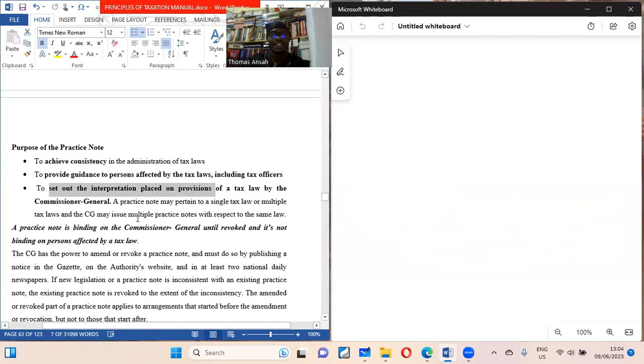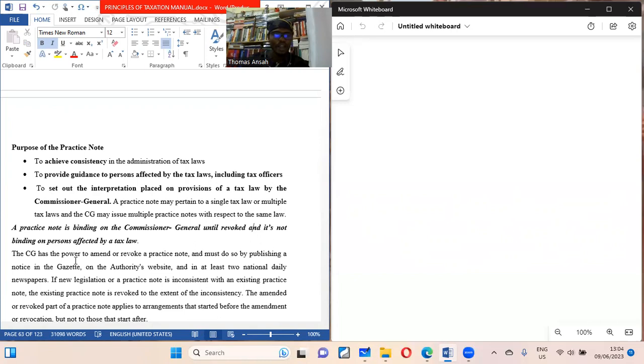But the key thing you should know is that the practice note is binding on the Commissioner General until he takes it off, until it is revoked. It is not binding on persons affected by the tax law. What does that mean? If the Commissioner General says that if Kofi is going to school then tax is paid, then whenever Kofi is going to school, tax is paid. That is my understanding, because that is the interpretation of the Commissioner General, and it is binding on him.